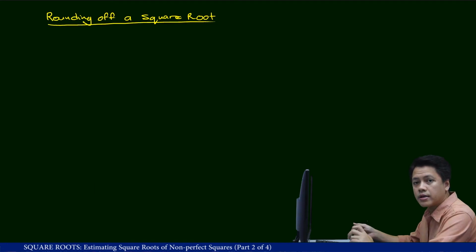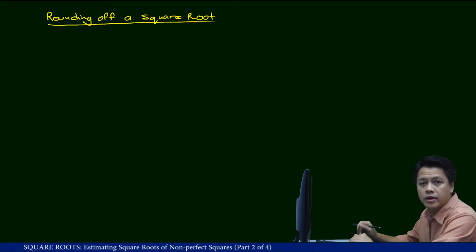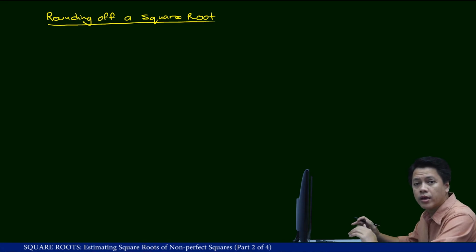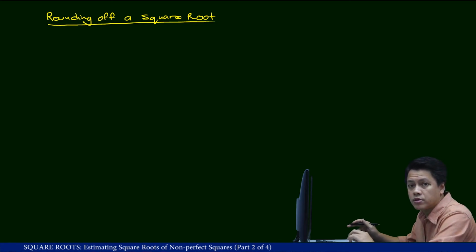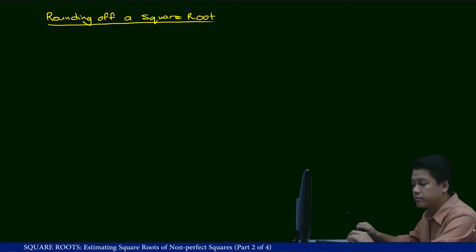We have learned that square root of 3 is an irrational number. So it has an infinitely long number of digits after the decimal point. So it is only right for us to limit that, or to round off the value of square root of 3 to a certain number of decimal places. Now let's take a look at the value of square root of 3 using a calculator.